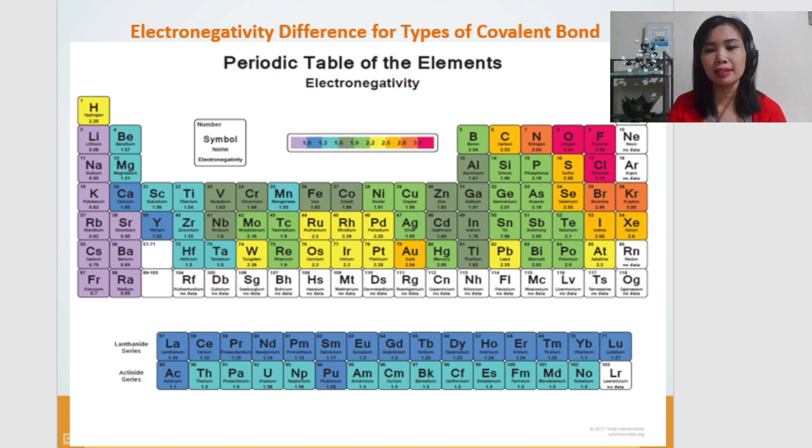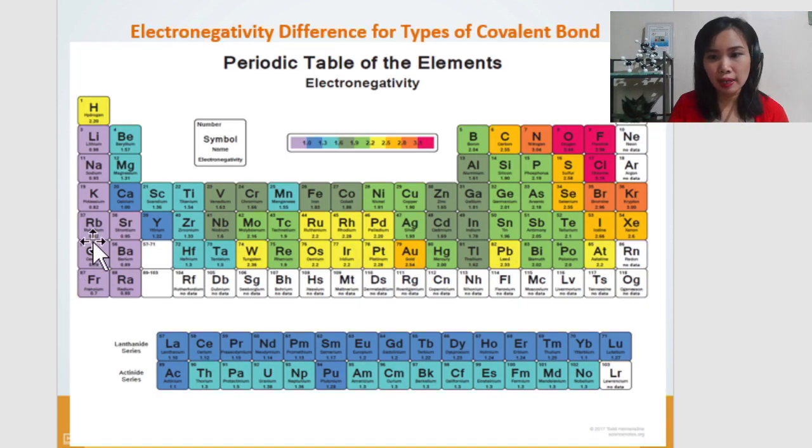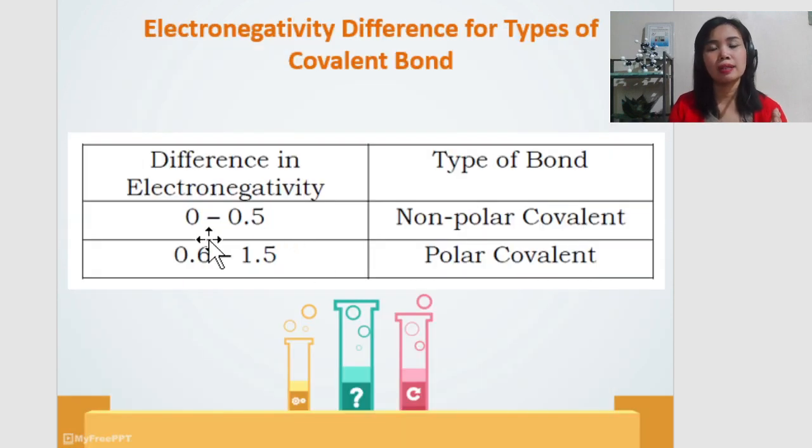Okay? Next, electronegativity again is the measure of the tendency of an atom to attract electrons. So generally, metals have low electronegativity and non-metals have high electronegativity. Therefore, the non-metals are what? Okay, they are the ones that attract electrons more strongly. Now, electronegativity difference for types of covalent bond. You subtract their values, and then the difference, if the result is 0 to 0.5, the type of bond is non-polar. If 0.6 to 1.5, that is polar covalent bond. These are both covalent bonds.